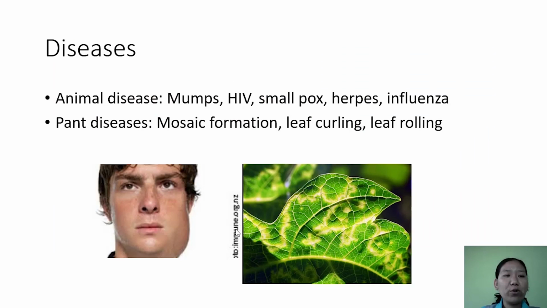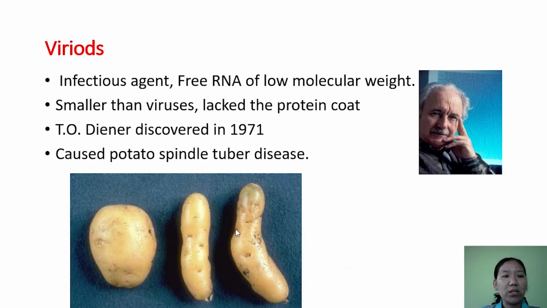And if you talk about diseases in plants and animals, animal diseases include mumps, HIV, smallpox, herpes, and influenza. In the case of plants, there are tobacco mosaic virus, chili mosaic virus, and leaf curling and leaf rolling. So these are the diseases caused by viruses.